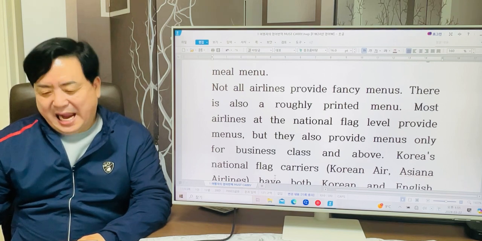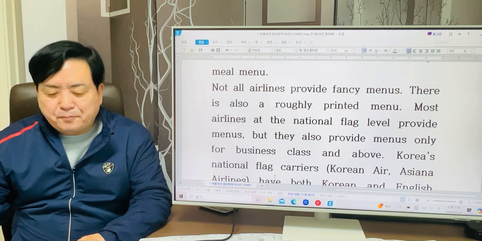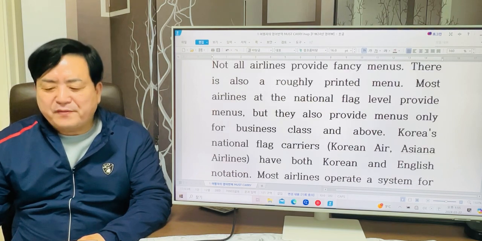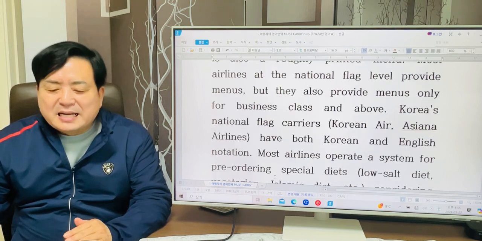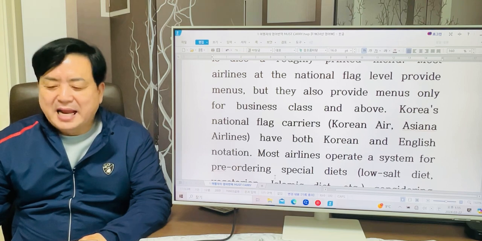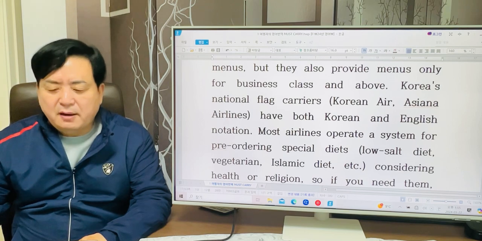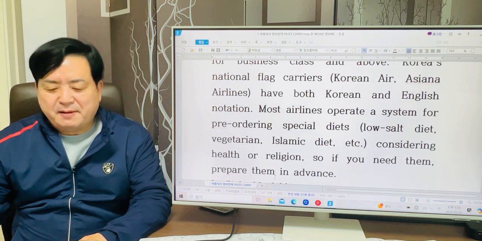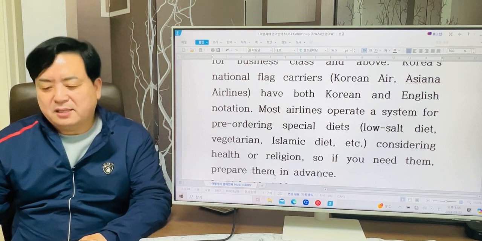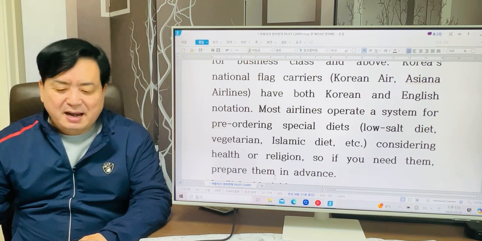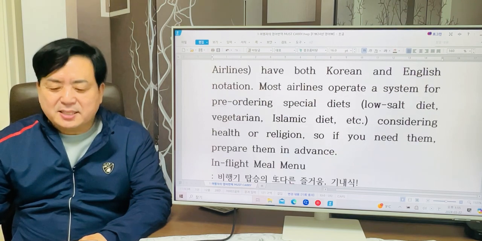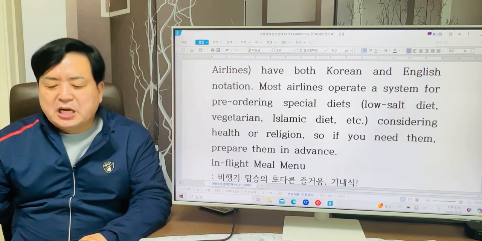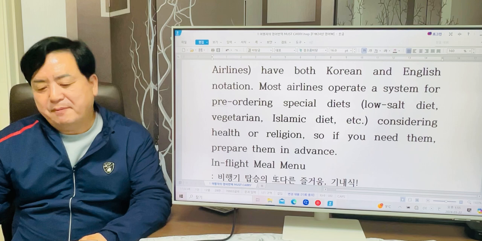Most airlines at the national flag level provide the menus, but they also provide menus only for business class and above. Korea national flag carrier Korea Air, Asiana Airlines have both Korean and English notation. Most airlines operate a system for pre-ordering special diet, low salt diet, vegetarian, Islamic diet, etc. considering health or religion. So if you need them, prepare them in advance.